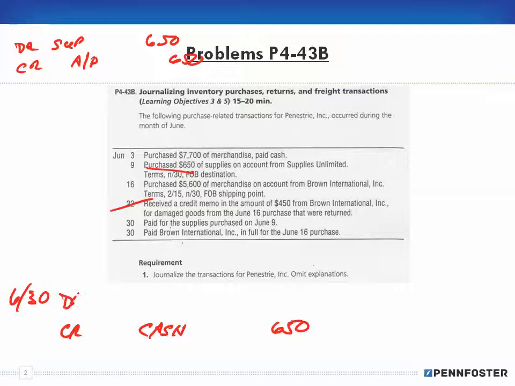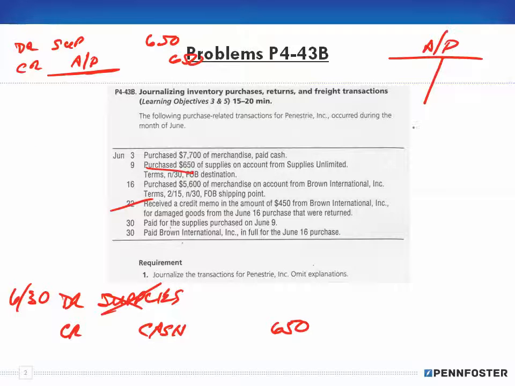Now, my debits have to equal credits and they have to debit something else. Well, what am I going to debit? If all you do is read paid for the supplies purchased and you stick supplies in here, that's wrong, okay? That is wrong because you're not paying for the supplies. You're paying off the accounts payable, all right? And in order to be able to see that, let's use our T accounts.